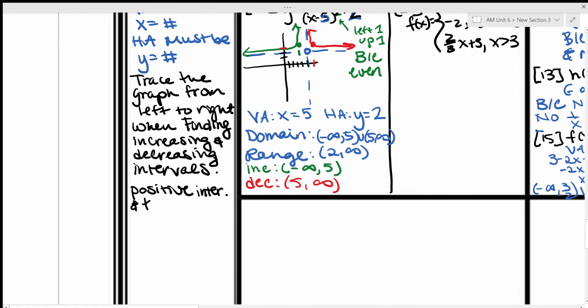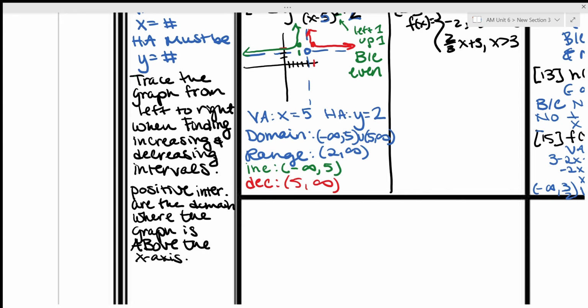They are the domain of the graph, where the graph is above the x-axis. And the negative interval is when it is below the x-axis.